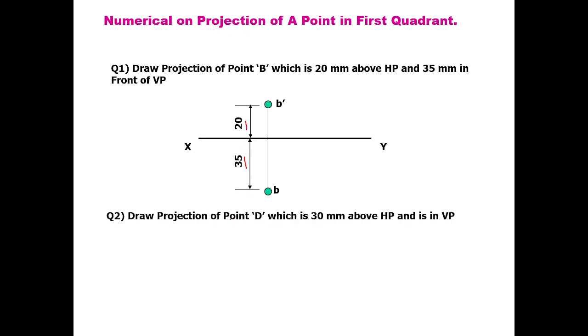Next, draw the projection of point D which is 30 mm above HP and in VP. First I will draw the XY line. I will mark one point 30 mm above HP, D dash, on the same line. If it is in VP, its top view will be on the XY line. So that is the scenario.